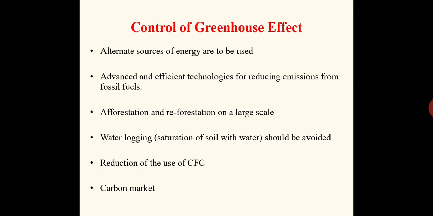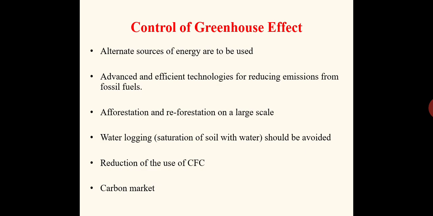Now coming to the next one, that is control of greenhouse effect. Now we will discuss how we can control the greenhouse effect. Alternative sources of energy are to be used. As we have already seen, the fossil fuels used in the thermal power stations are one of the main reasons for the creation of the greenhouse effect. So if we are able to supply alternative energy sources, then we can control the greenhouse effect. Clean energies like solar energy and wind energy can be depended on. So actually the trends are going in that sense also. So hope for the best.